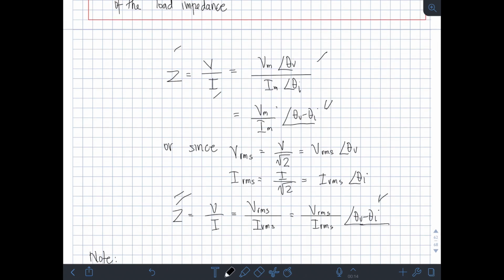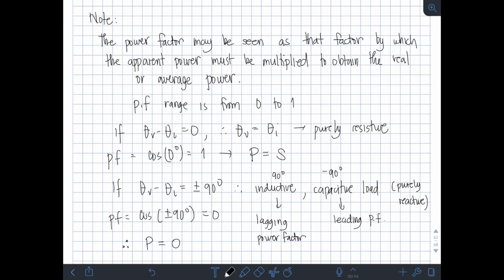So, as we all know, meron tayong impedance triangle, right? Kung saan meron tayong resistance measured in ohms at meron tayong reactance, let's say X, measured in ohms din. So, yung dalawang legs na to, yung component ng impedance, yung resistive tsaka reactive component, and then yung hypotenuse, yung pinaka-impedance. And then, meron tayong angle theta dito to denote the angle of the impedance. Okay? So, itong theta na to, yung theta ng load impedance, kapag hinanap natin yung cosine niyan, equal din siya sa power factor. Okay? Note daw that the power factor may be seen as that factor by which the apparent power must be multiplied to obtain the real or average power.